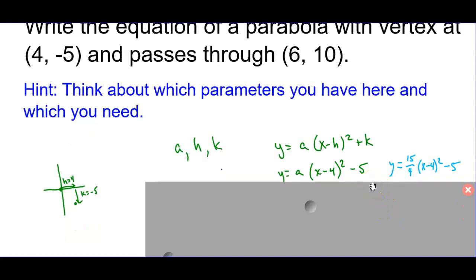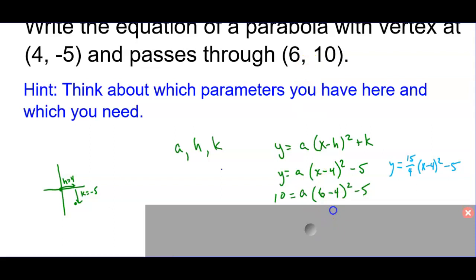Did you get it right? Maybe you did. So the 4 and the -5 went in, right? The 4 went after the minus sign, and the -5 went on the end. And remember that an h shift is always opposite, so we have that to begin with. If it passes through (6, 10), then that's an x, y coordinate, and that would go where the x and the y are. So all that's left to solve for is that stretch factor.